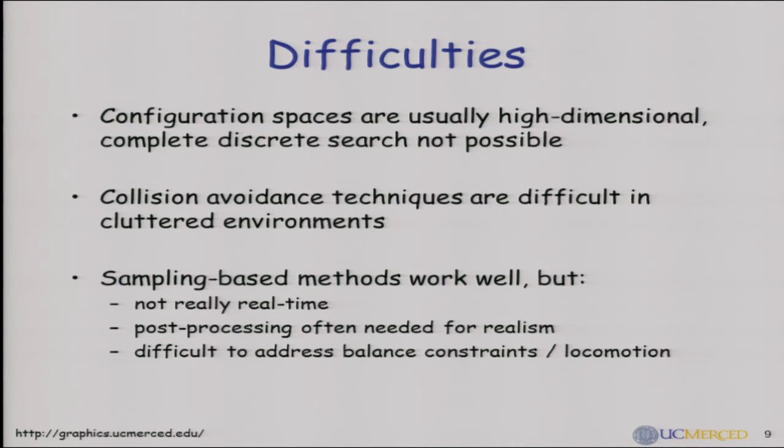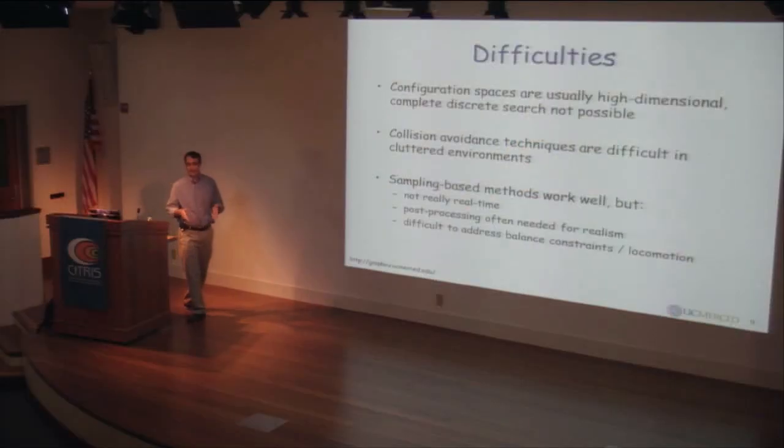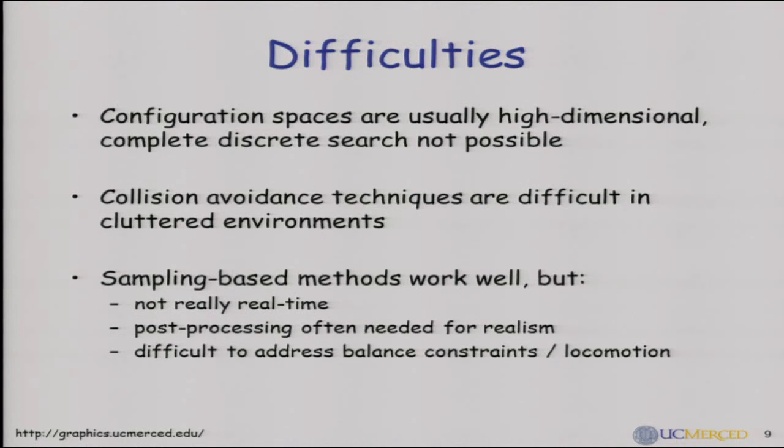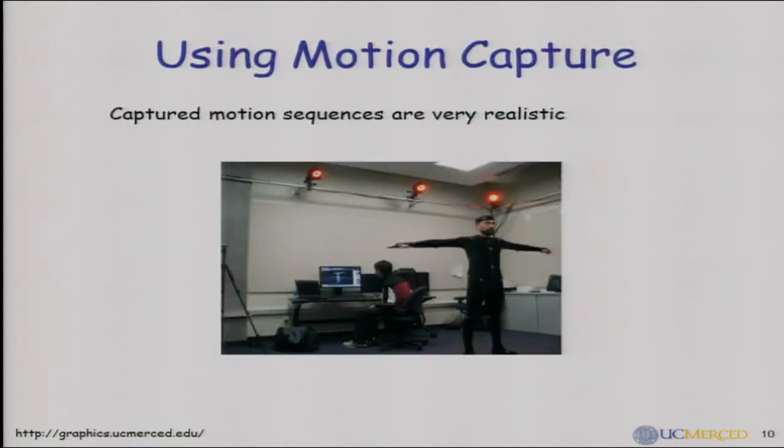We often need post-processing of the motions because the first solution is a connection of random samples, right? Then we need to smooth and optimize the obtained solutions. And it is difficult to address balance constraints and locomotion. What you saw before, the feet of the character were planted on the floor, right? That is much easier because we have fewer constraints when we are connecting samples. Now, how can we address these constraints? This is the work we've been doing.